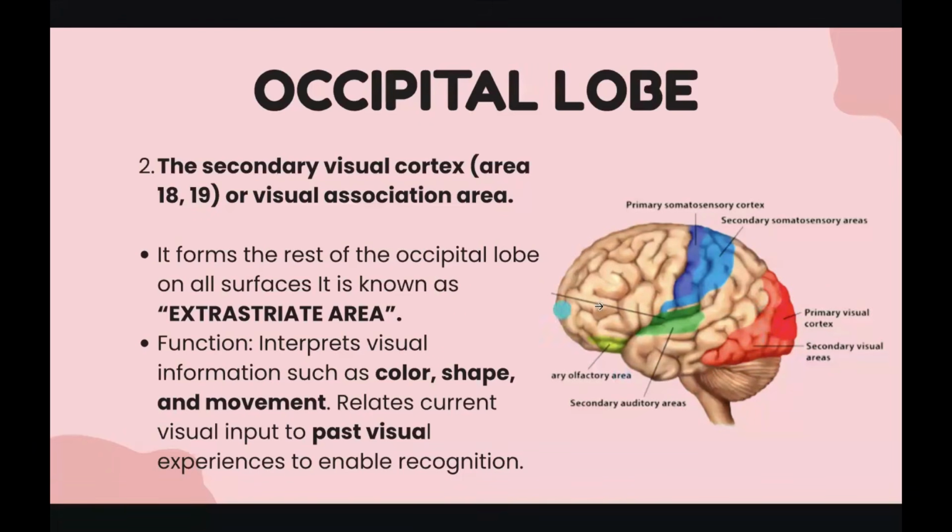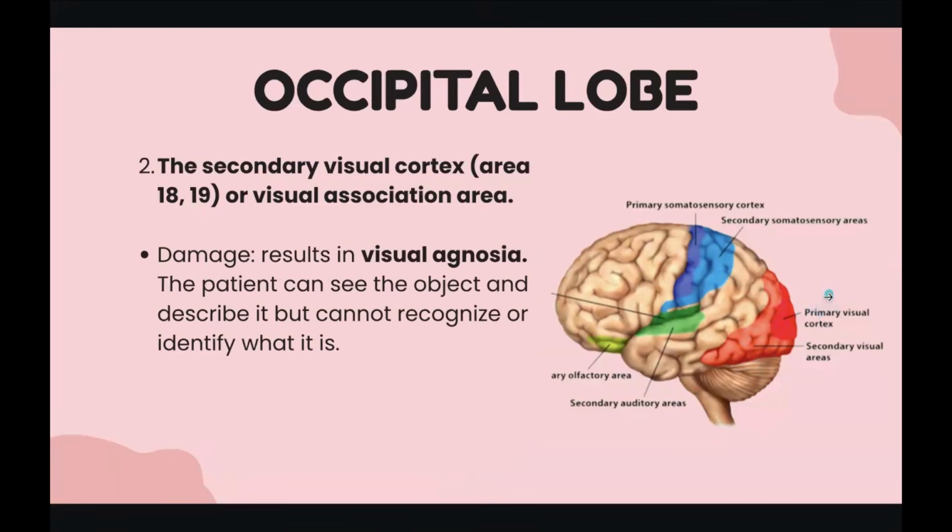area. All right. Its function is to interpret the visual information that was received by the primary visual cortex, and interpret its color, its shape, and its movement. All right. So you are able to interpret, like, the ball that is in front of you. You would be able to see its color, its shape, and how it's moving, all right? And you relate the current visual input to past visual experiences to enable recognition. This is all in regards to memory.